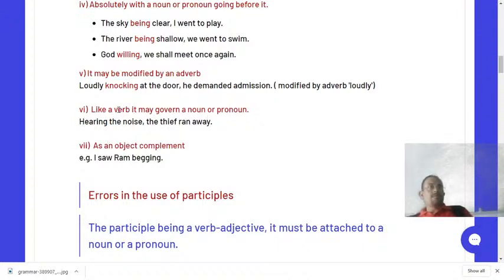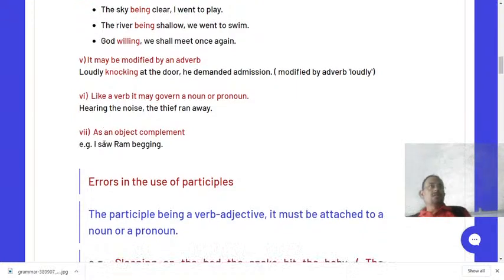And next, like a verb, it may govern a noun or a pronoun. So, hearing the noise, the thief ran away. Hearing what? The noise. So hearing is governed by the noun noise. In that case also the ing word can be called a present participle because it governs the noun, which is noise here. So like a verb, it may govern a noun or pronoun.